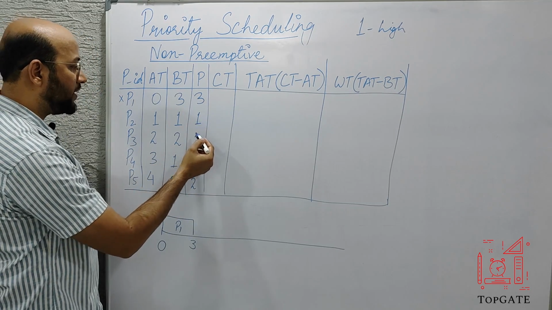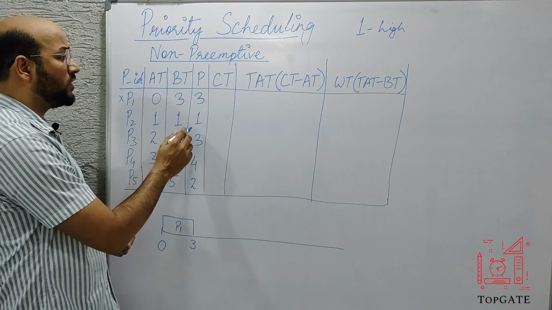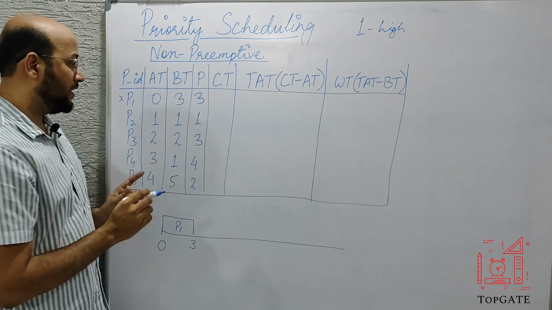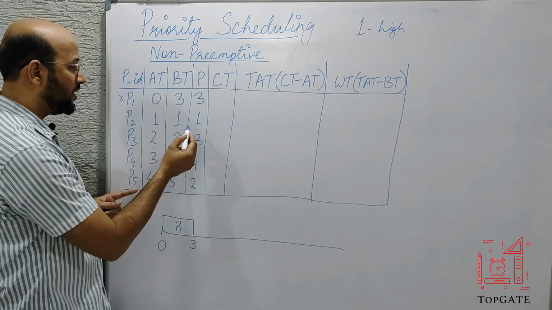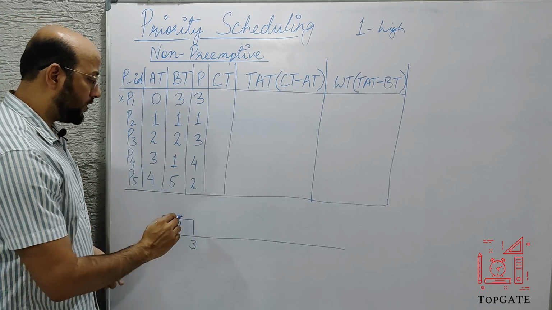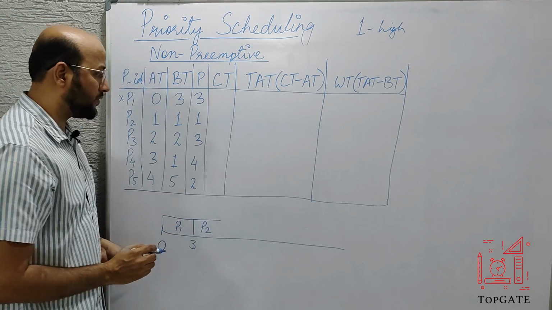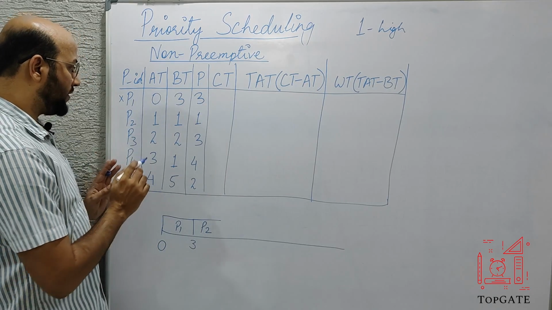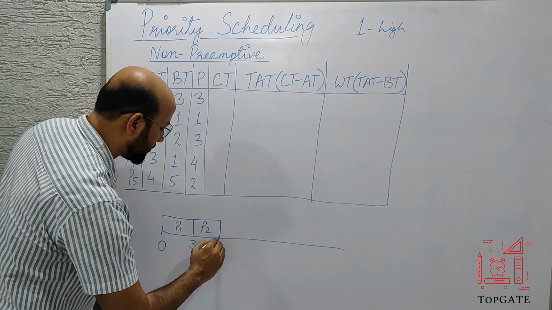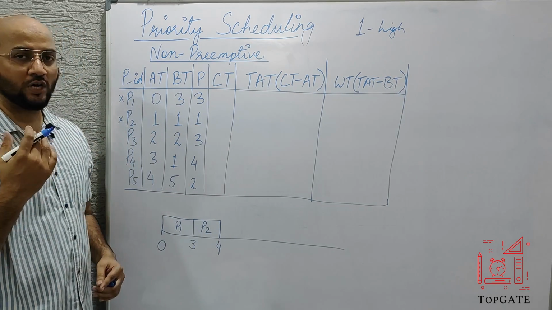So out of 1, 3 and 4, P2 is having the highest priority, because I told you that 1 is the highest priority and 4 is the lowest priority. So out of P2, P3 and P4, P2 is the highest priority. So at time 3, P2 will take over the CPU, and since it is having the highest priority, it will complete its whole 1 unit. So its burst time is 1. So it will start at 3 and complete its work at 4. It will also complete, terminate, and go out of the system.